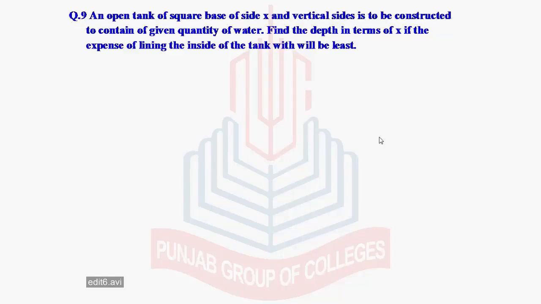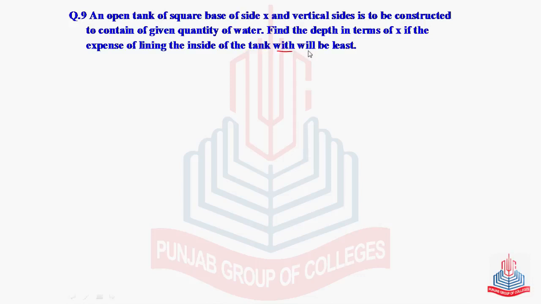Now question number 9. An open tank of the square base of side x and vertical side is to be constructed to contain a given quantity of water. Find the depth in terms of x if the expense of lining the inside of the tank will be least.